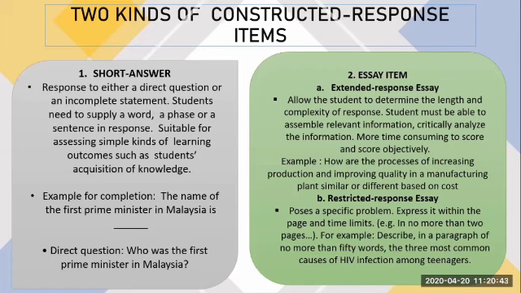And for type 2, which is restricted response essay, it poses a specific problem and then the student will express the answer within the page and time limits. For example, in no more than 2 pages. And an example of a question for restricted response essay is: describe in a paragraph of no more than 50 words the 3 most common causes of HIV infection among teenagers.